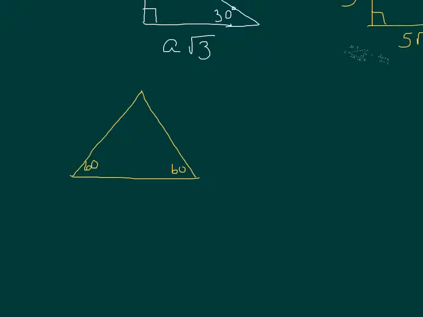They're congruent. So if I drop an altitude to the opposite side here, we have a right triangle. What is this angle going to be? 30 degrees. So now we have a 30, 60, 90 degree triangle. So we know that this side is going to be A square root of 3, this side is going to be A, and this leg is going to be 2A. So let's say that the altitude has a length of 6.